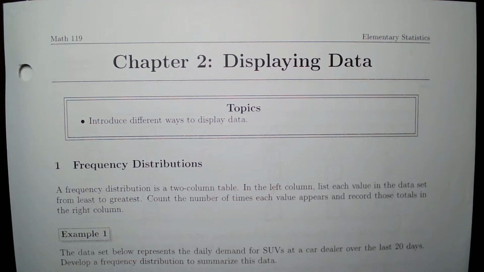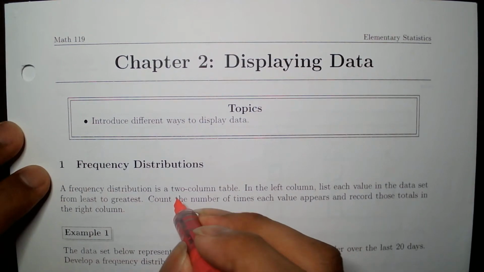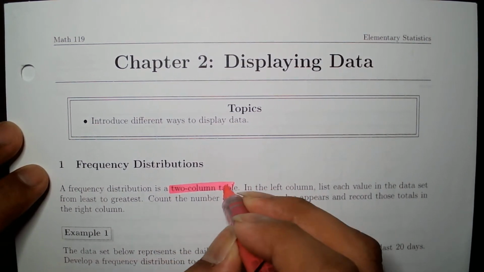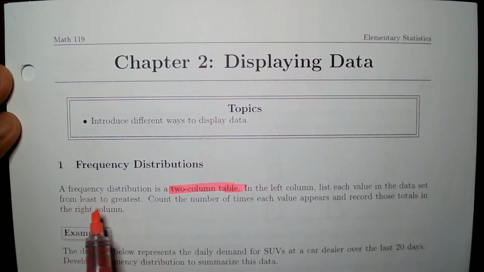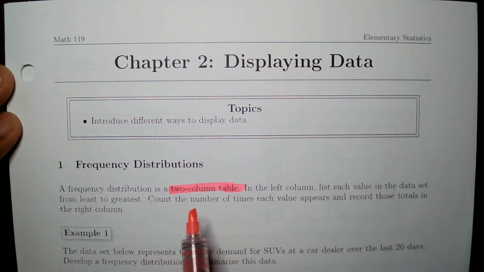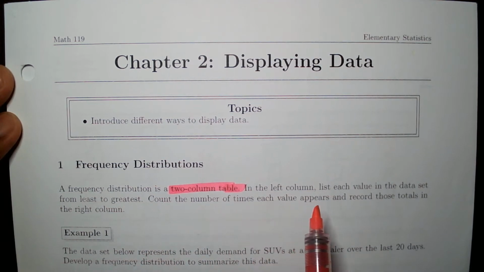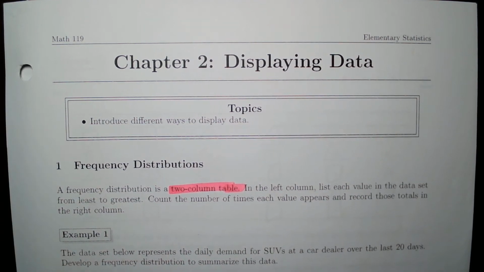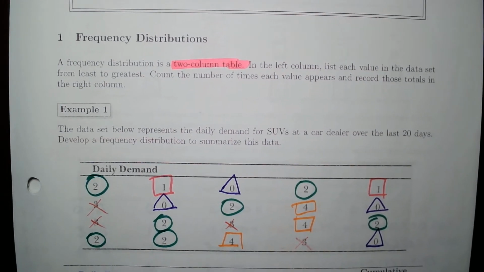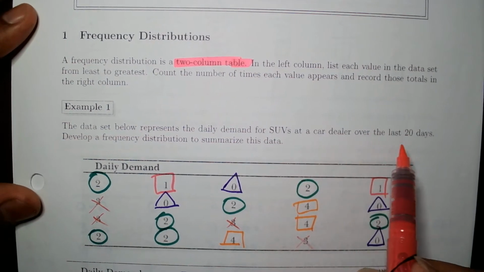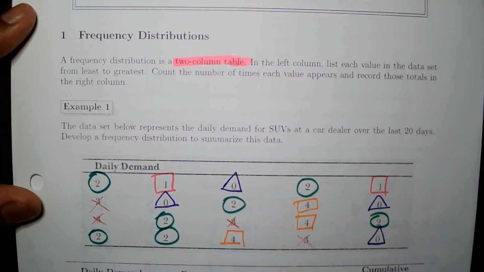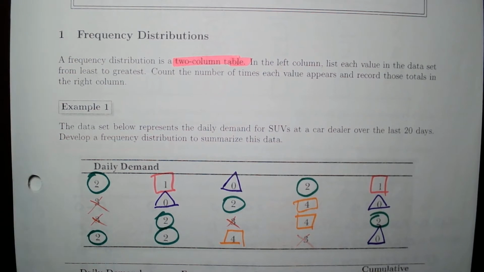All right, let's first define frequency distribution. A frequency distribution is a two-column table in which in the left column we list each value in the data set from least to greatest, and in the second column we count the number of times each value appears in the data set. Let's look at a very brief example. The data set right here represents the daily demand of SUVs sold at a car dealer over the last 20 days. Let's develop a frequency distribution to summarize this data.